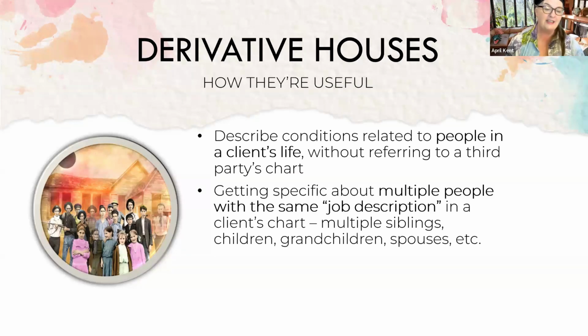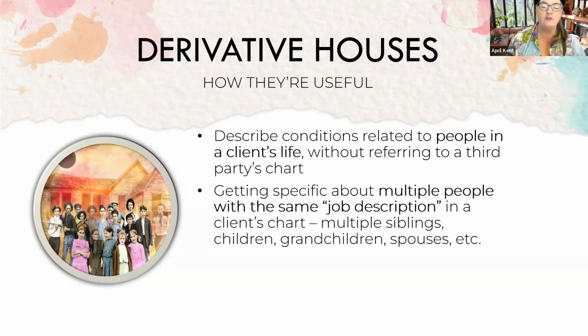It's also a way of getting specific about multiple people in a client's life that have the same job description. So they have more than one sibling, more than one neighbor, more than one house, more than one job. And in astrology, it can be a little bit difficult to ascertain these kinds of differences.